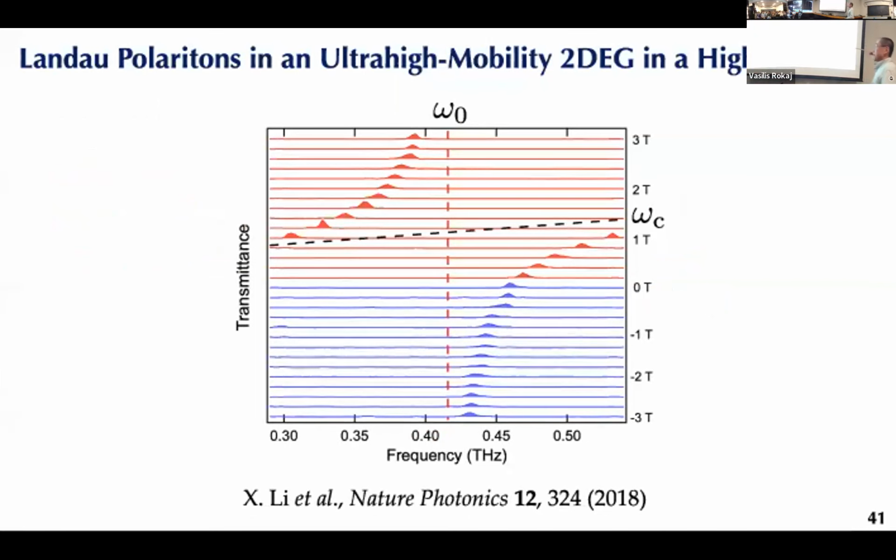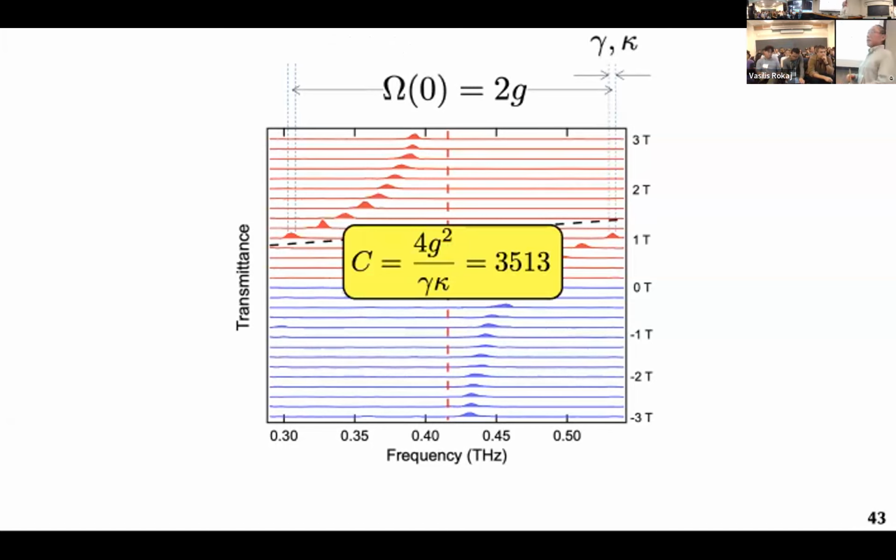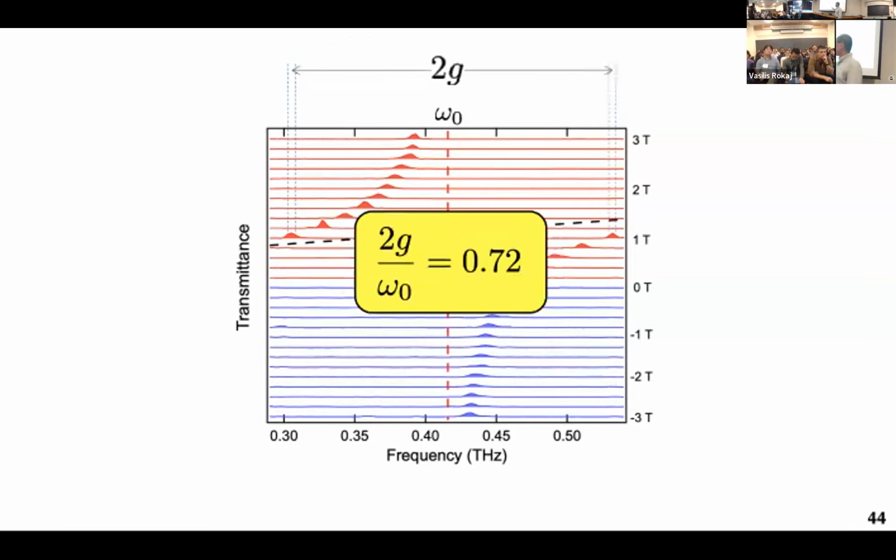Different magnetic fields from -3 tesla to +3 tesla. Again, the sign of the magnetic field is important. So this is the upper polariton mode. This is the lower polariton mode. And as you can see, zero detuning is here, at about +1 tesla. So this is 2g. This is our on-resonance vacuum Rabi splitting, which is much larger than the line width. In terms of the collective cooperativity, this is 3,513, and the vacuum Rabi splitting is about 72% of the resonance frequency, right?